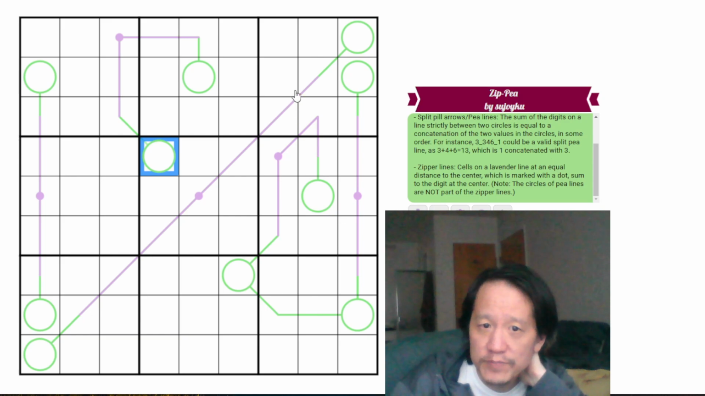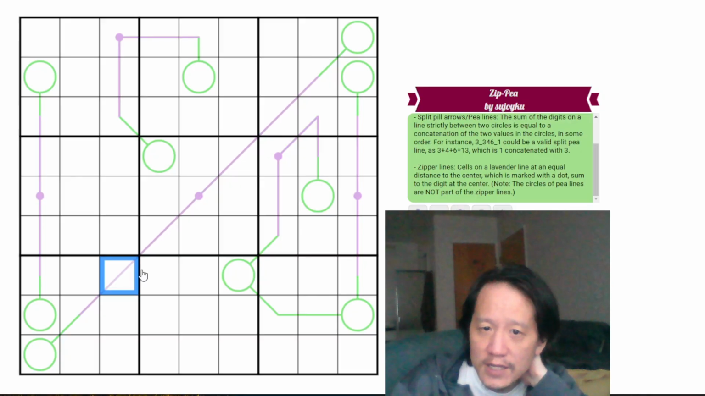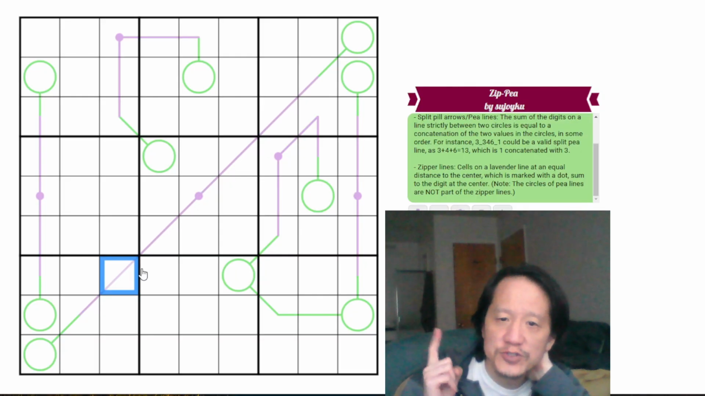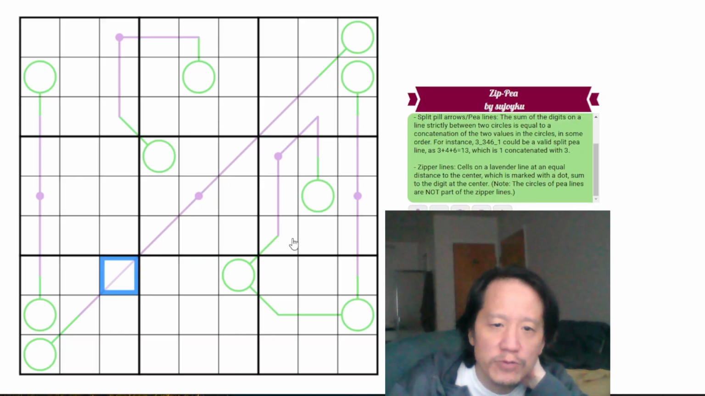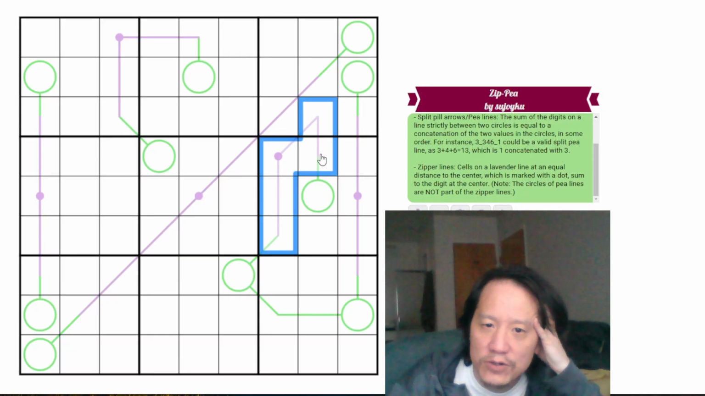Zipper lines. Cells on a lavender line at an equal distance to the center, which is marked with a dot, sum to the digit at the center. Note, the circles of P lines are not part of the zipper lines. Okay, so all of these are essentially zipper lines, but they're also P lines, or split pill arrow lines.